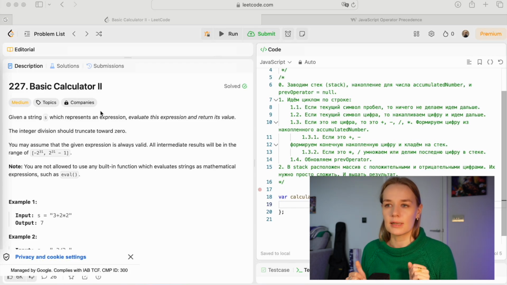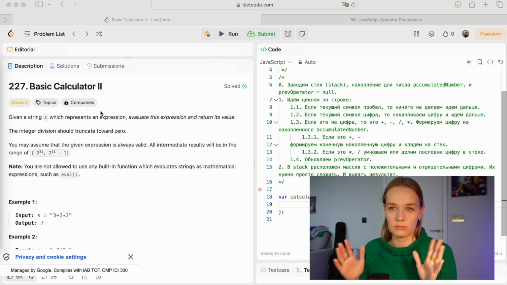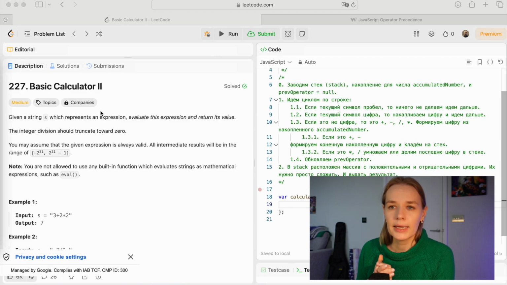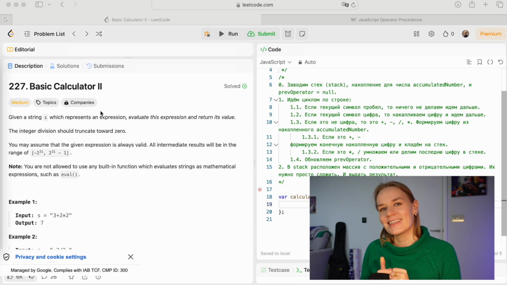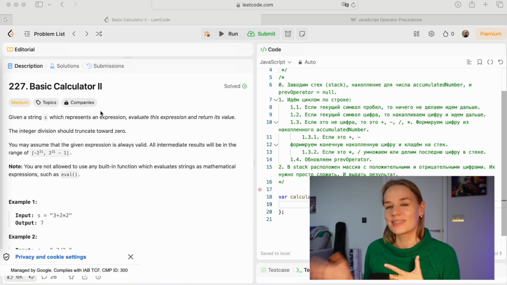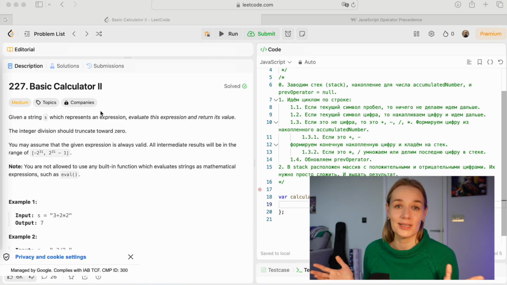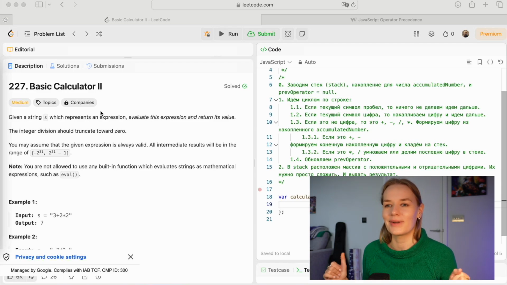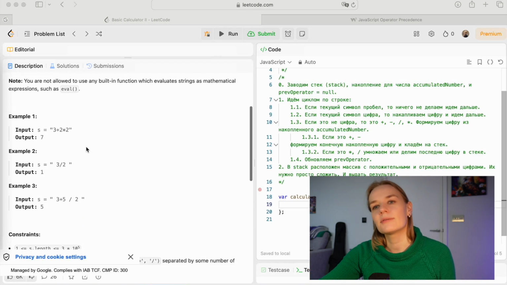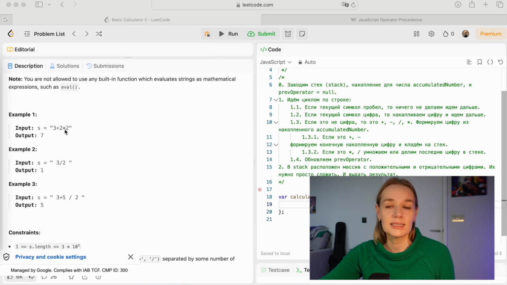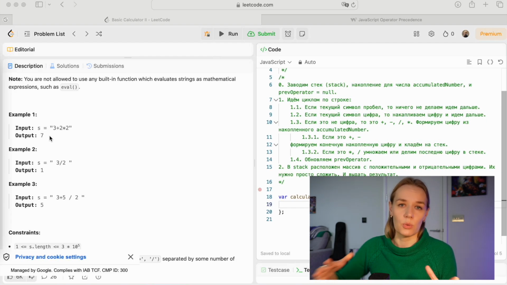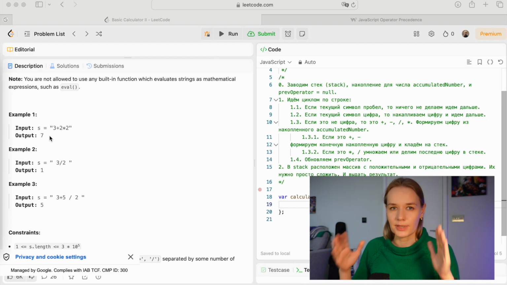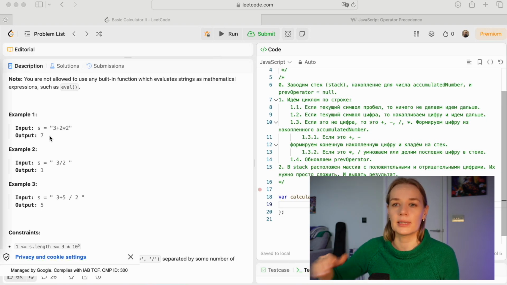All intermediate results will be in a given range, and we can't use the eval function. For JavaScript it would be very easy if we used this function, because JavaScript would do the whole job for us. Next, in the example, 3 plus 4 gives output 7, so we just have an expression, calculate it and return the value.